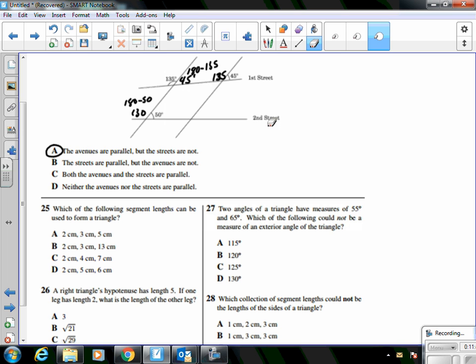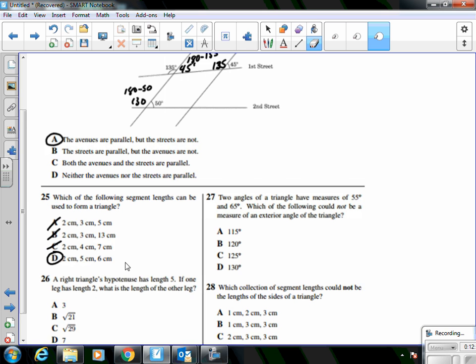25. Which of the following segment lengths can be used to form a triangle? So once again, checking to see which two add up together to be greater than the third side. So 2 plus 3 is 5, which is the same as 5. So it's not that one. 2 plus 3 is 5, which is definitely less than 13. So that one doesn't work. 2 plus 4 is 6, which is less than 7. And 2 plus 5 is 7, which is greater than 6. So that would be our answer there.